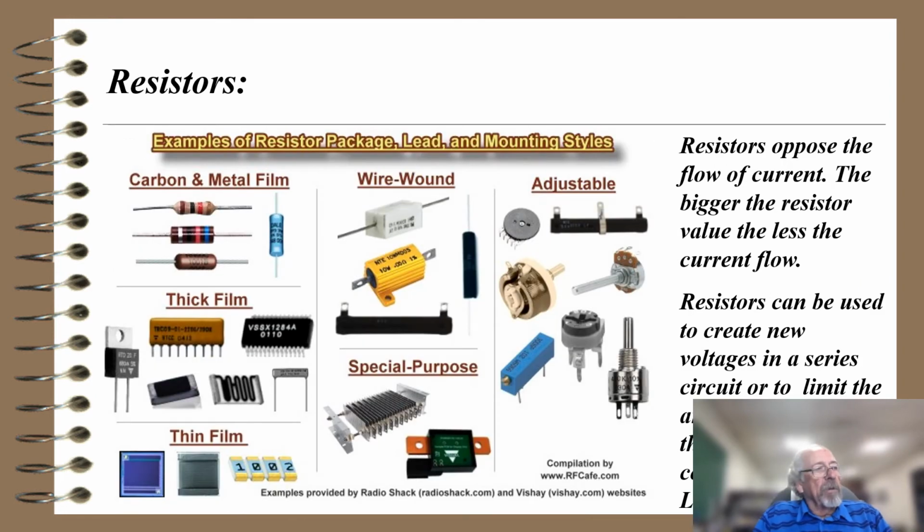Now, this one shows the other third component that we talk about in electronics usually, and that is resistors. And you can see there's many different types of resistor packaging, leads and mounting styles. There's carbon and metal film resistors, thick film resistors, thin film resistors, wire wound resistors, special purpose resistors, and adjustable resistors, or sometimes called potentiometers. Now, what do resistors do? They oppose the flow of current. The bigger the resistance value, the less the current will flow. Resistors can be used to create new voltages in a series circuit or to limit the amount of current through a component like an LED, for instance.